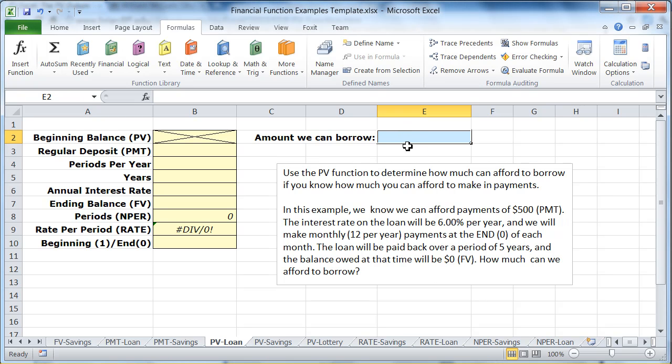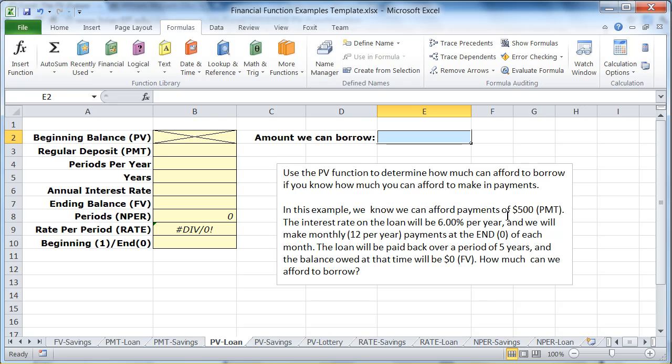Okay, let's say that you want to borrow some money and you know how much you can afford to make in payments. How much can you afford to borrow? That's one application of the present value function. So here's the example we're going to be looking at this time.